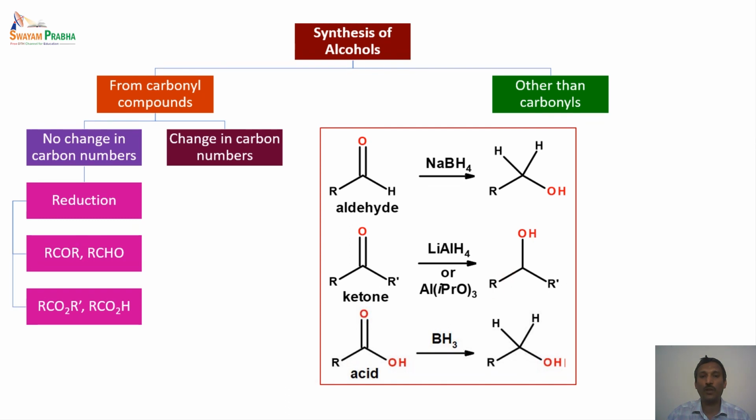Carboxylic acids can be reduced using borane to give the corresponding primary alcohols. Lithium aluminum hydride (LAH) cannot be used in this particular case, whereas borane can be used to reduce carboxylic acids to the corresponding primary alcohols. So these are the various methods. Aldehydes and ketones can be reduced using the shown reducing agents to give either primary or secondary alcohols. In all these cases, the number of carbon atoms from the starting aldehyde or ketone to the alcohol remains the same.